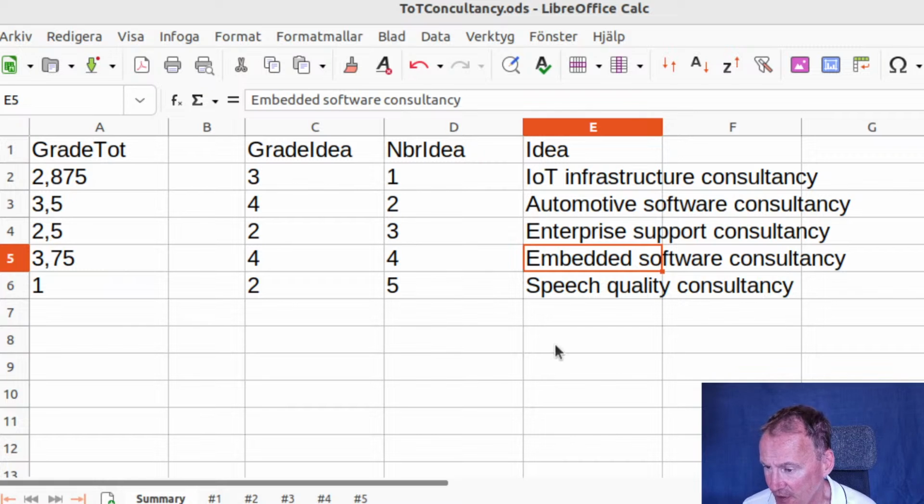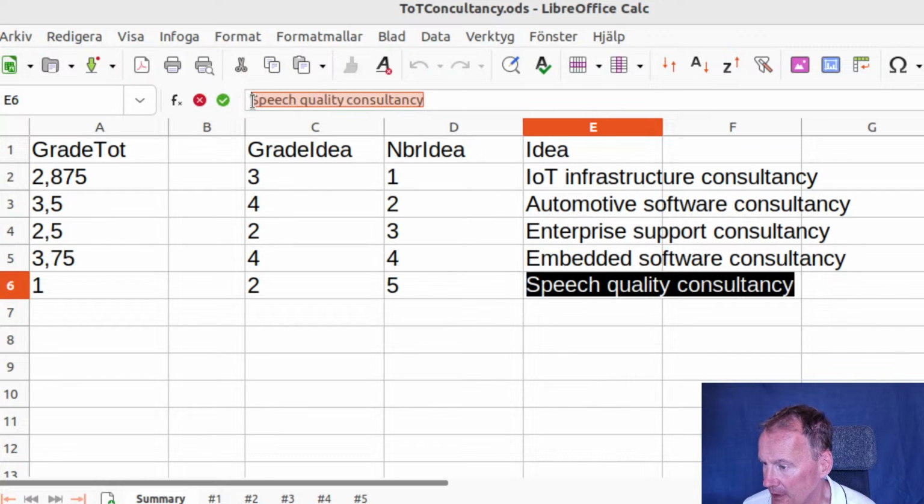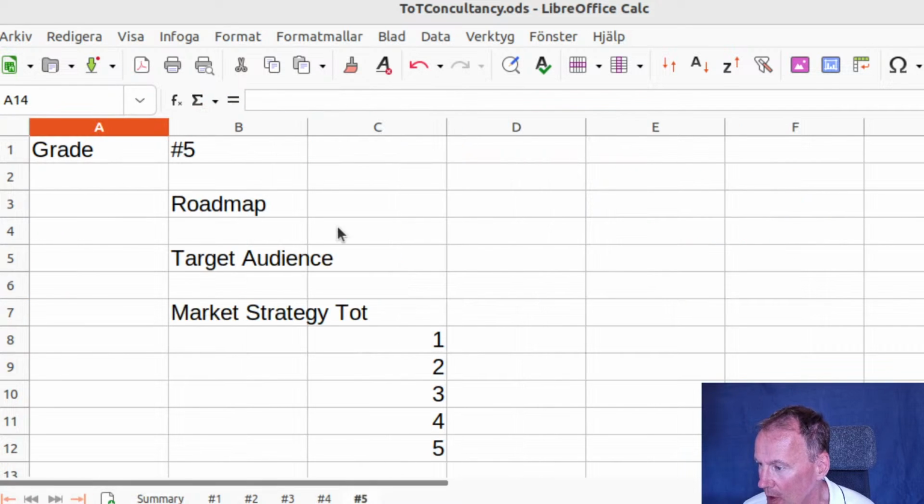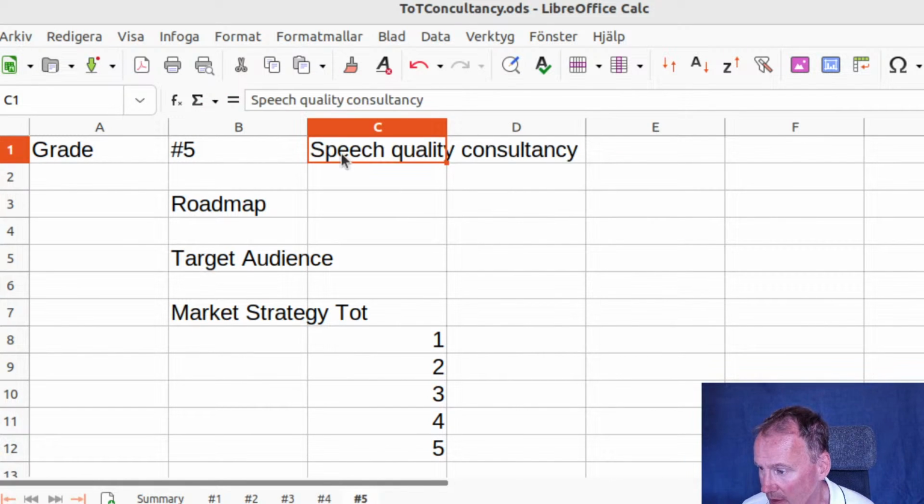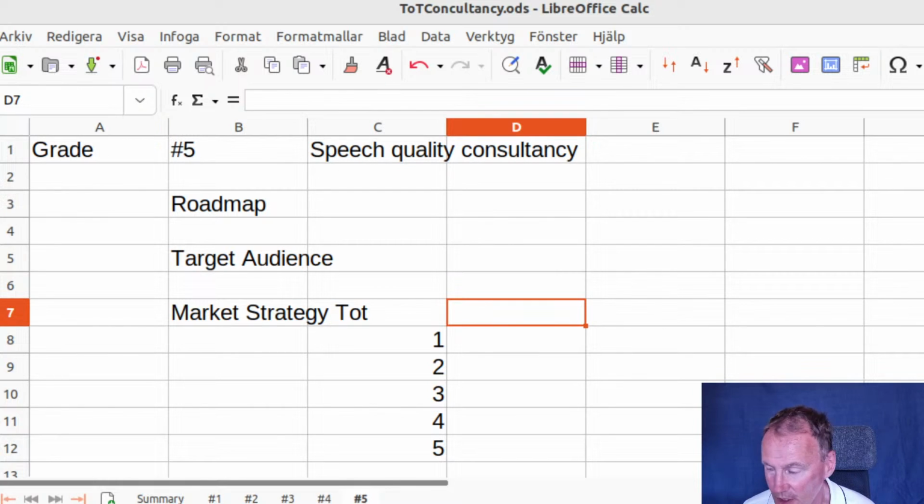Okay, just for fun, let's do speech quality as well. This is something I worked with 25 years ago when this was an issue. It hasn't really been an issue since then, so honestly, this is a dead cow we're talking about. But let's see what ChatGPT thinks about it.